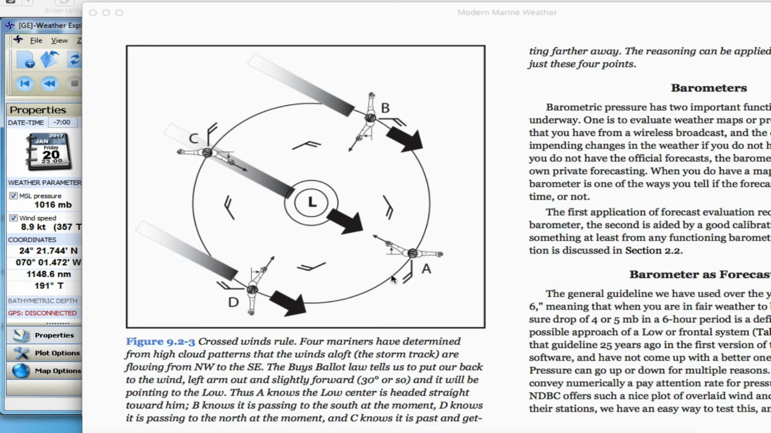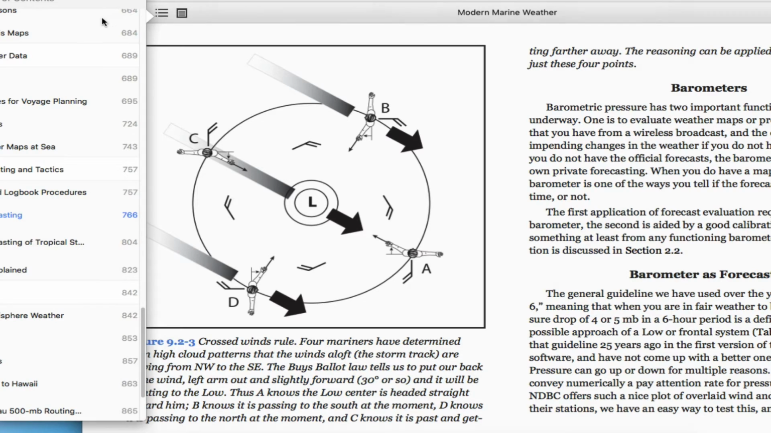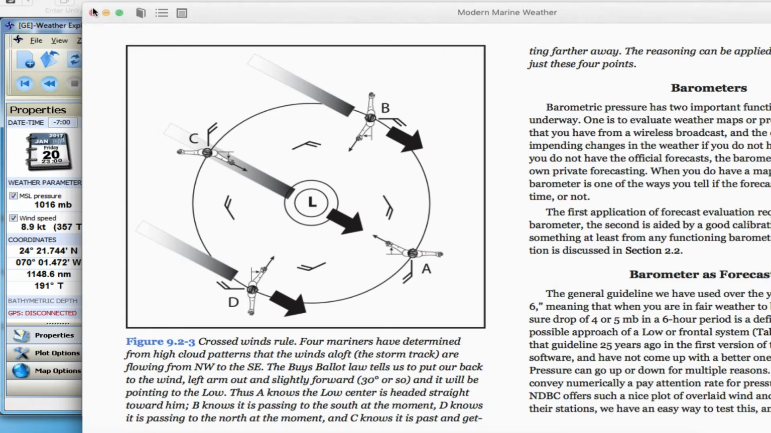That's the Bayes Ballot Law, actually discovered by an American, William Farrell, but he doesn't get credit for it. Here's another case: the winds going around a low. It's the same thing all around the circle. Back to the wind, left hand out, slightly forward, and you're pointing to the low. That's the basic Bayes Ballot Law. Some people do it with the other hand, but they really shouldn't. This is the way it was originally published, and we should probably stick to that.